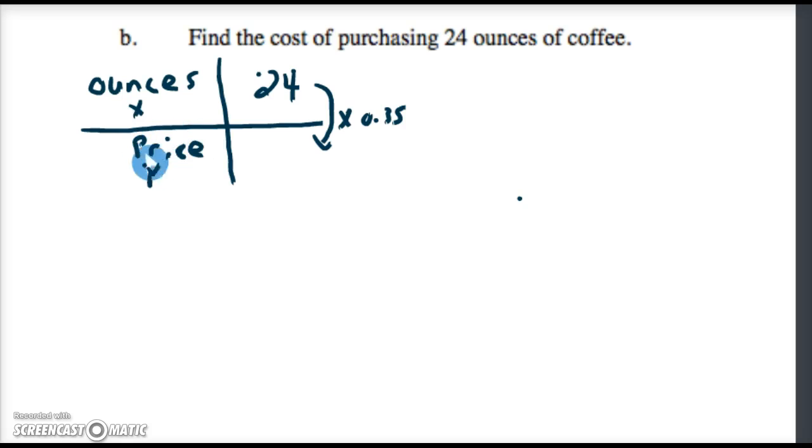So if we're thinking about this as continuing our table from part A, we have ounces, x, and we have 24 ounces. And we know that we'd have a constant 35 cents that would multiply times x to give us y.